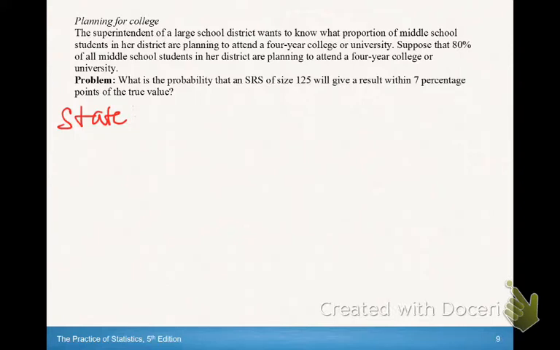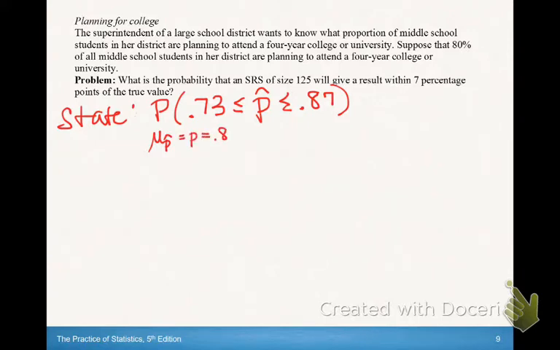So that means we're trying to find the probability that p hat is between 0.73 and 0.87. The mean of the sampling distribution of p hat, or mu sub p hat, is equal to p, which they told us in the problem was 0.8, 80%.